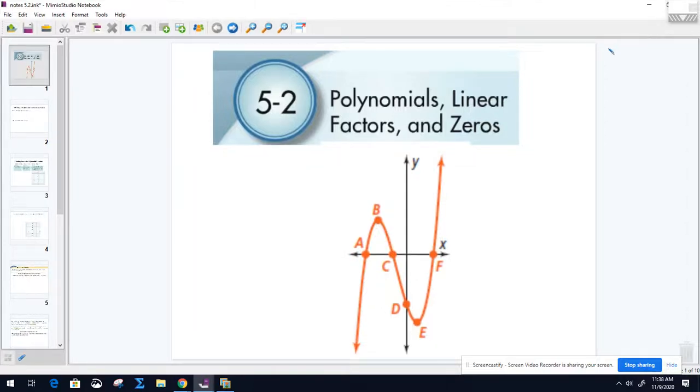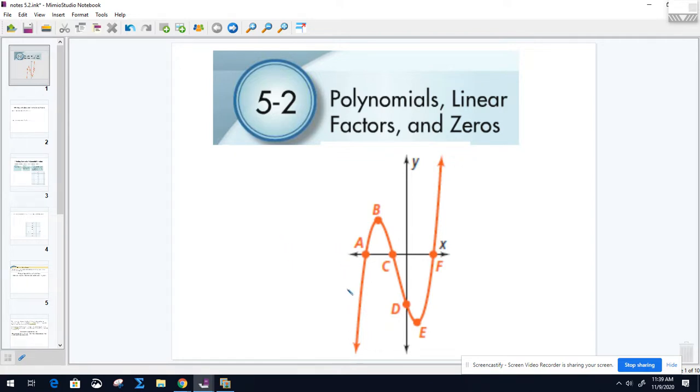5.2 Polynomials, linear factors, and zeros. So in this section, we're going to get into a little bit more math, a little bit more algebra. But again, it's a ton of vocabulary, and a lot of those vocabulary words are based off of what we are seeing in this picture here.